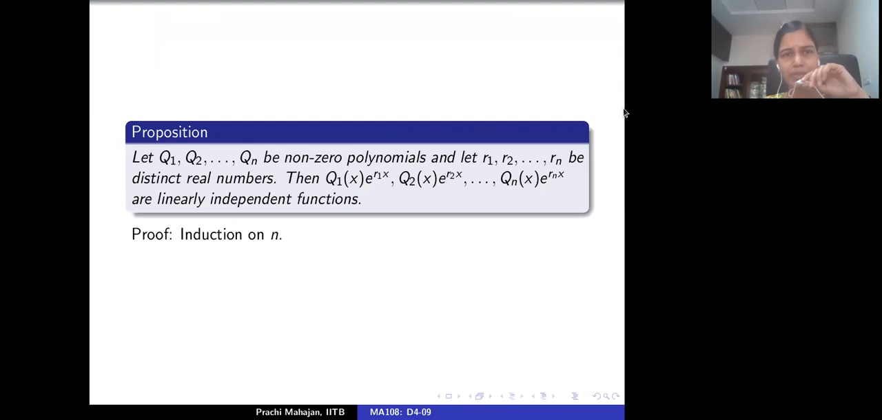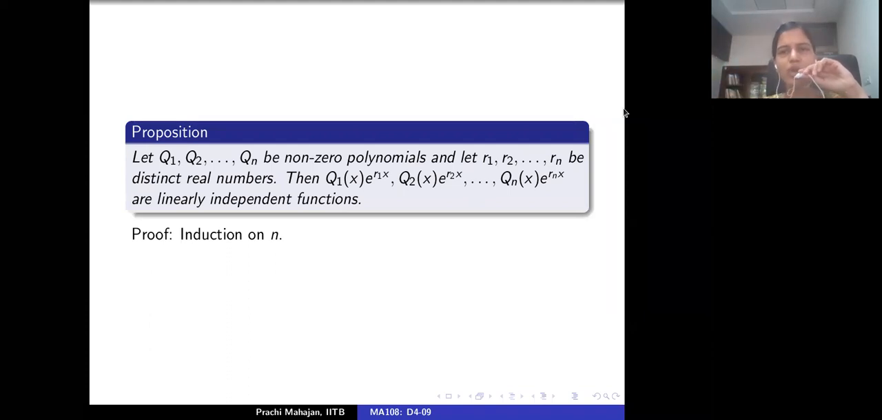What is the statement? Suppose I have n non-zero polynomials q1, q2, ..., qn, and suppose that r1, r2, ..., rn are n distinct real numbers. Then the proposition claims that q1 exponential r1x, q2 exponential r2x, ..., qn exponential rnx is a linearly independent set. This is rather useful, as we will see in a minute.